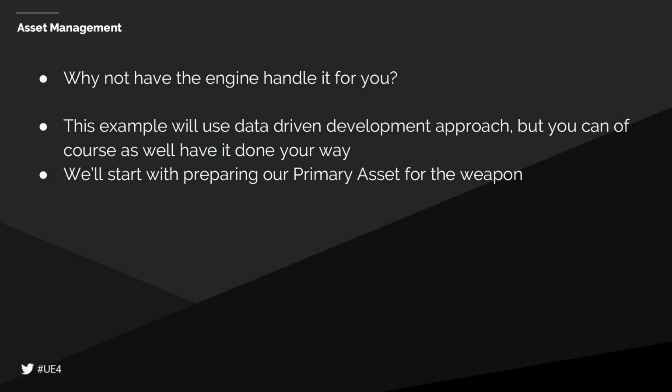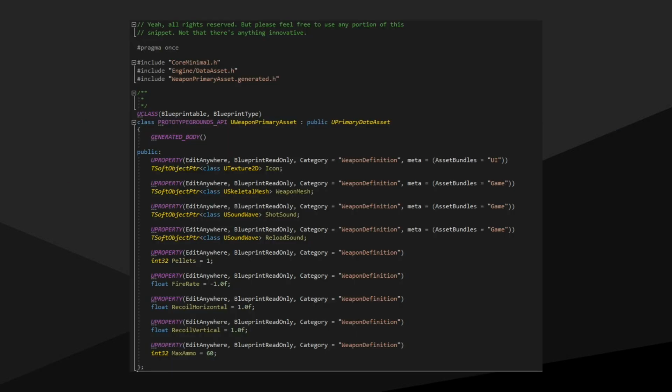So why won't we let the engine handle that, right? Sorry. The example that I'll show will use a data-driven development approach, but you can create any other approach you desire. This is just an example, so don't worry about it. For most of the games that are not completely static, completely linear, this may be useful already. So let's start preparing our own primary asset for the weapon. Let's continue. And I will use a primary data asset.